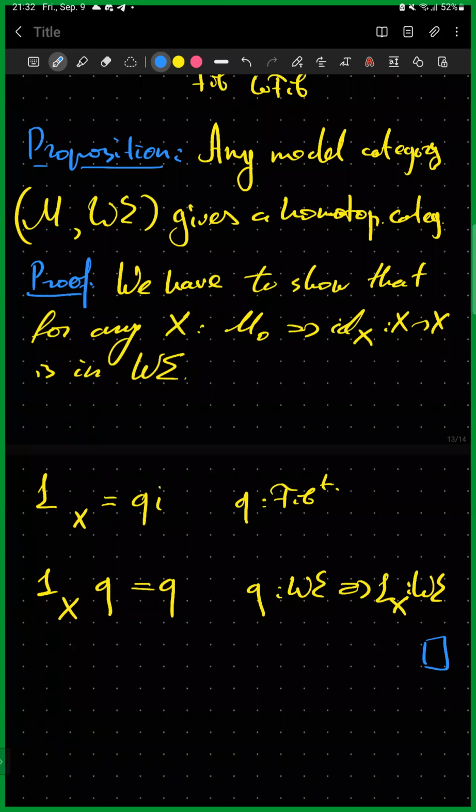Okay. So now we want to compare our definition of a model category with the definition of a closed model category in the sense of Quillen. So let me just list the differences and what we have to show in order to establish the fact that every closed model category in the sense of Quillen is a model category in our sense.